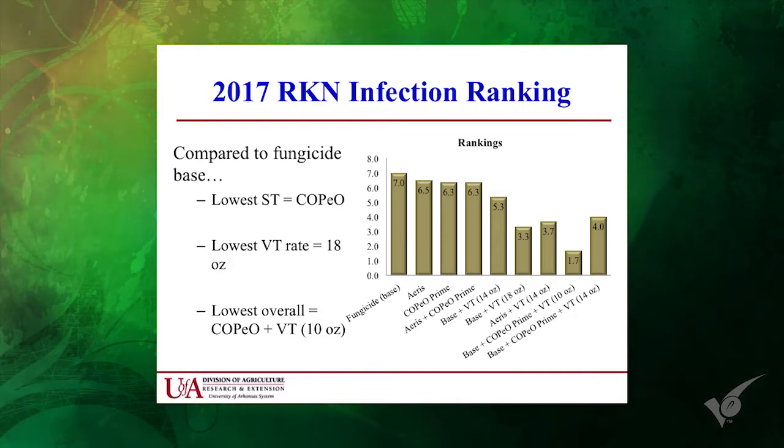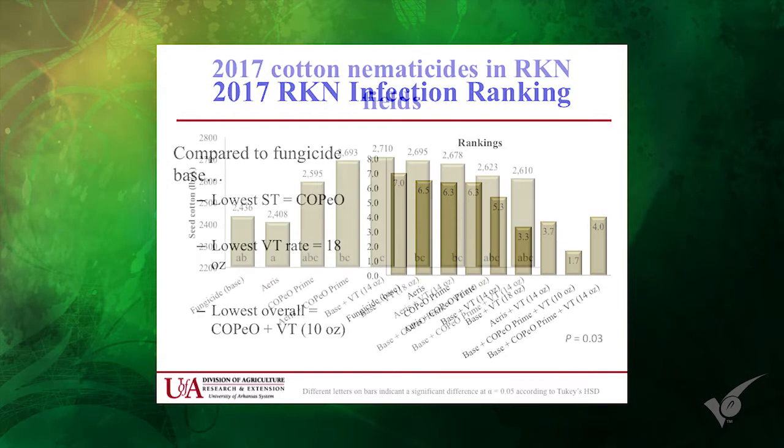So if you're looking at a seed-applied nematicide, the Copeo Prime actually did the best. And here in my numbers, it's similar to the Aeris and Copeo Prime, so that's probably a rounding error. The soil-applied nematicide itself would have been Velum Total at 18 ounces. It was numerically better than everything else. And the combination of the Copeo plus the Velum Total at 10 ounces actually did the best for everybody. And that was quite interesting. That was one of the first times that we've looked at that combination. So it'll be interesting to see what happens this year if this trend still holds through.